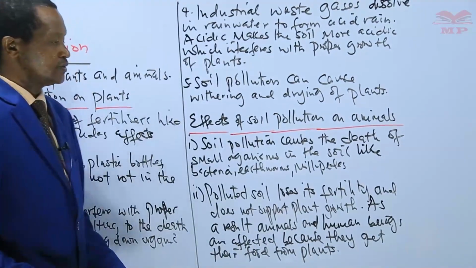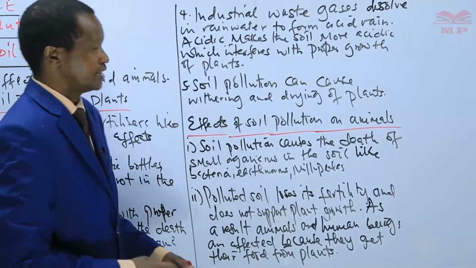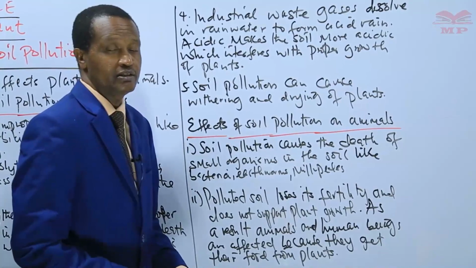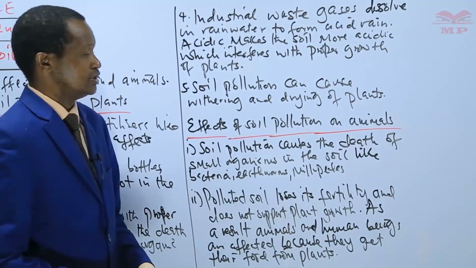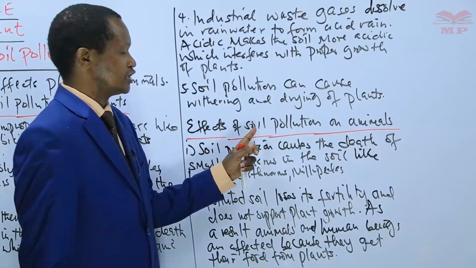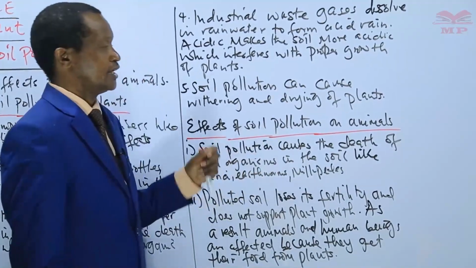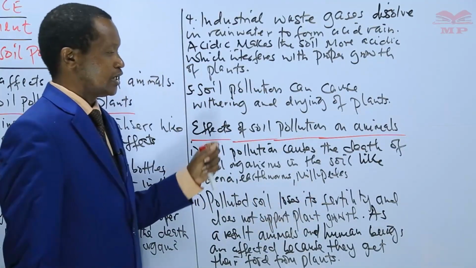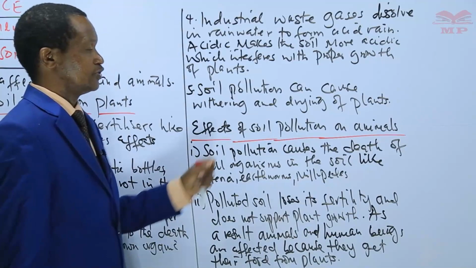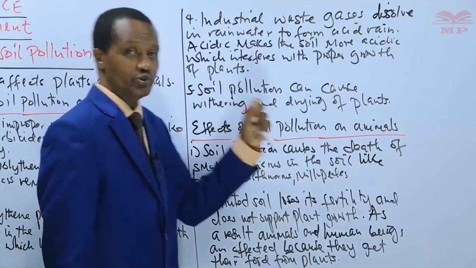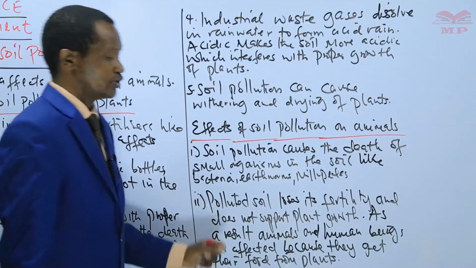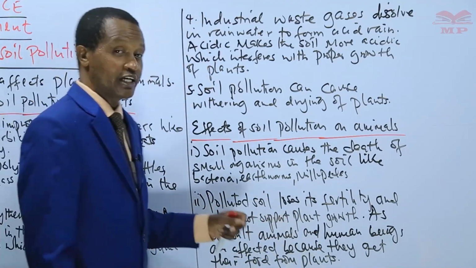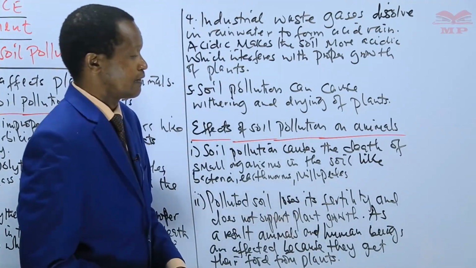So learners, do you now understand why it's very important for us to maintain and conserve our environment? Do you see why it's important for us to make sure that soil pollution does not happen, air pollution does not happen? Because if we allow our environment to be polluted, if we allow the soil to be polluted, then ultimately we will not have food to eat, animals will not have food to eat, and that means that life on earth will not be bearable.